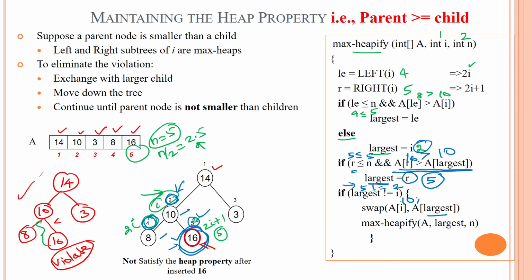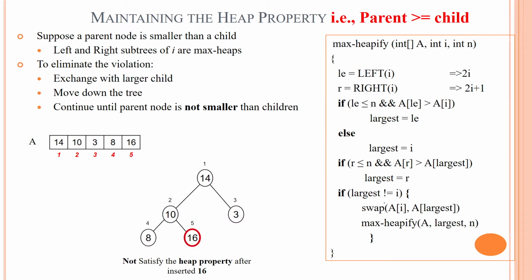So 16. So we have to swap 10 comma 16. So a of 2, the I is 2 here, then here the largest is 5. So we are exchanging the value a of 2 comma a of 5. A of 2 is 10, a of 5 is 16. So we are going to swap 10 comma 16. When you are swapping the 10 comma 16, this will become 14, 10 and 16.